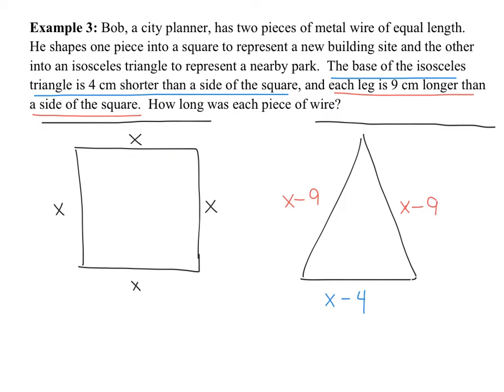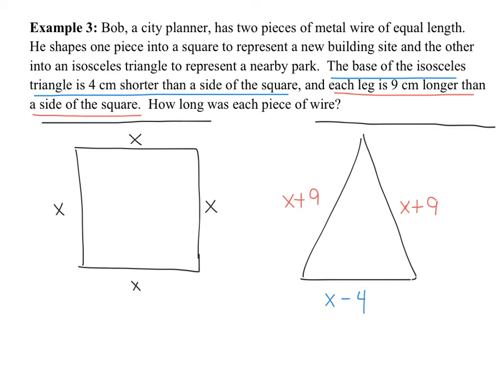At this point in time, you should have something like this on your diagram. Take a look and see if it's close to these. We're told that the side of the square is called S or X. The base of the triangle is 4 less. The sides are 9 longer, sorry. It should be plus there. Those should be pluses. Sorry, these are pluses.